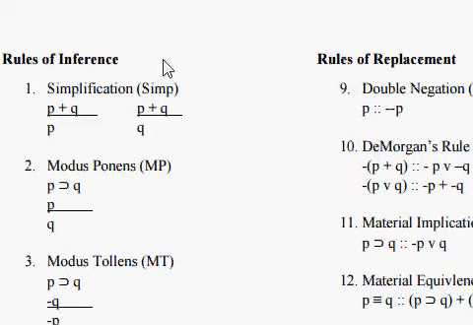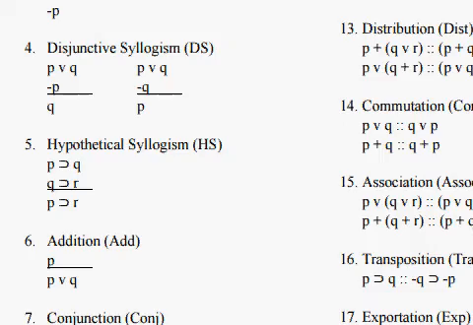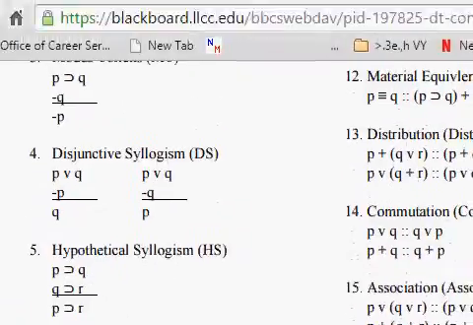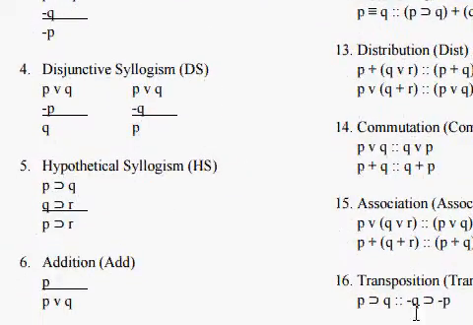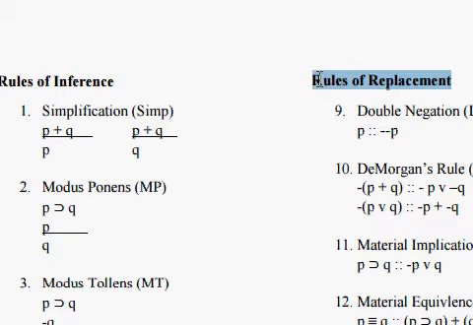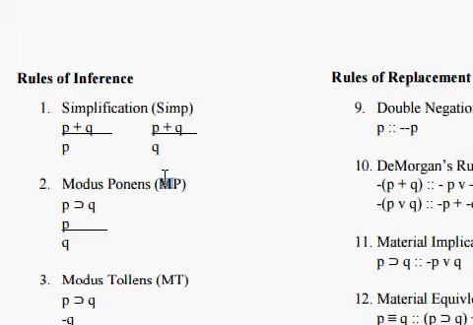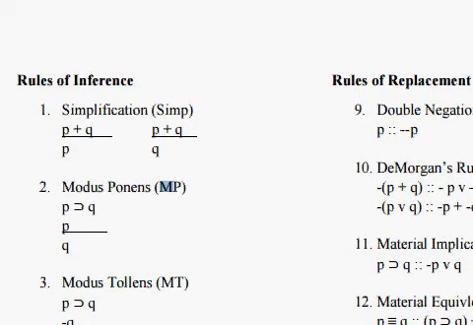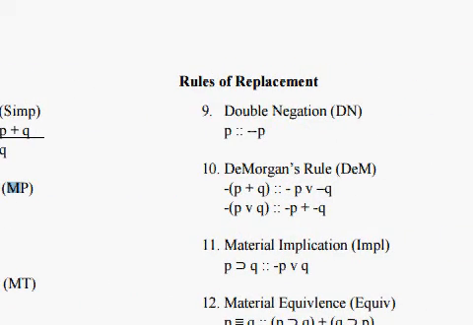And there are 18 rules. The first 8 are the rules of inference, and the second 10 are what we call rules of replacement. Rules of inference are rules that allow you to follow the process of reasoning. Rules of replacement are simply rules that say this means the same thing as that, and so it helps you unpack the meaning of words. All these 18 rules allow you to follow the reasoning process.